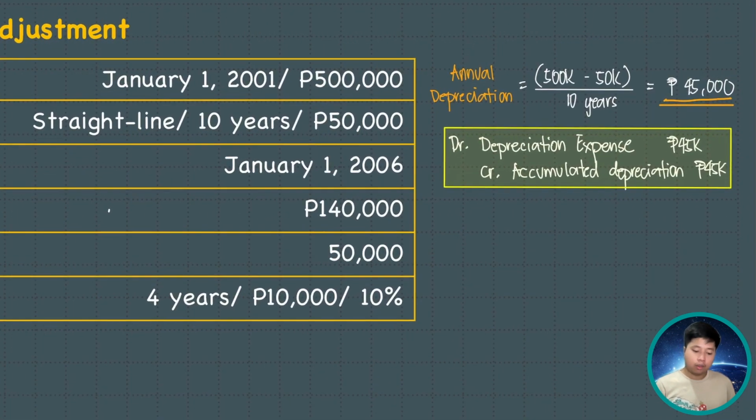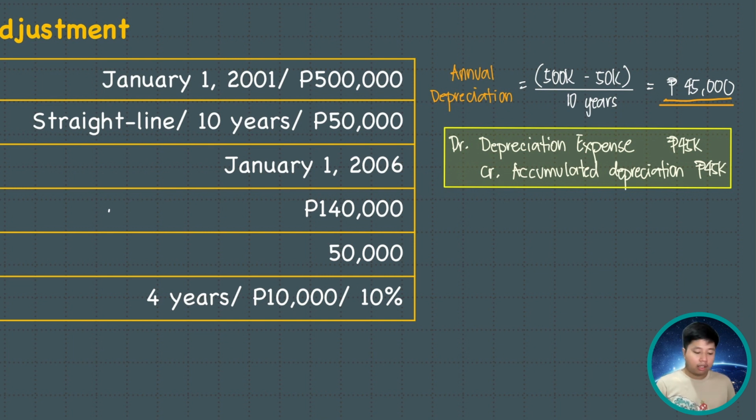The formula for that is the cost, 500,000, less the residual value, 50,000 pesos. We will have 450,000. That will be our depreciable amount. Then we will divide it by the estimated useful life of 10 years. We will get 45,000 pesos as our annual depreciation. We will record debit depreciation expense 45,000 pesos, credit accumulated depreciation 45,000 pesos.